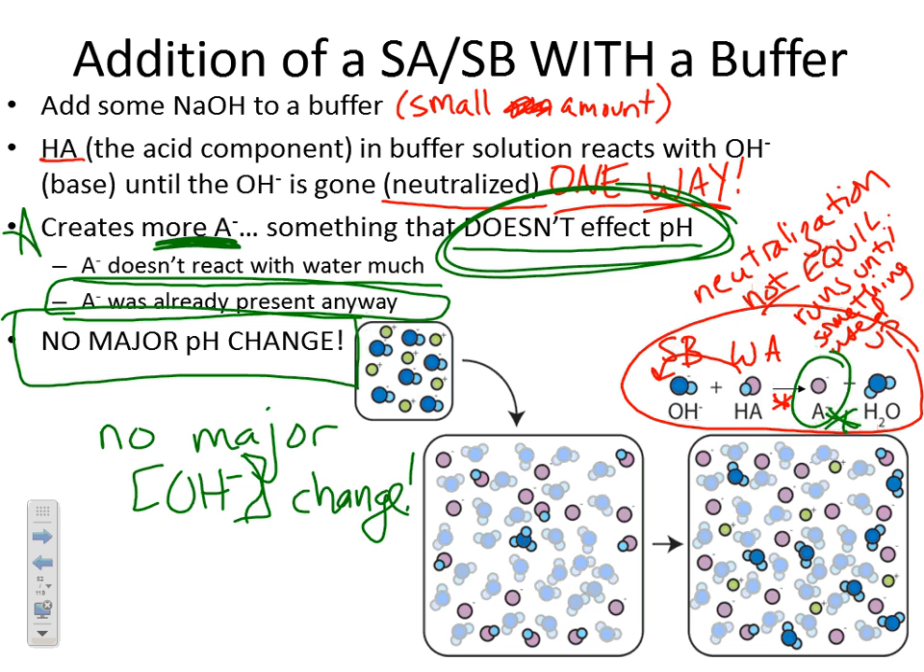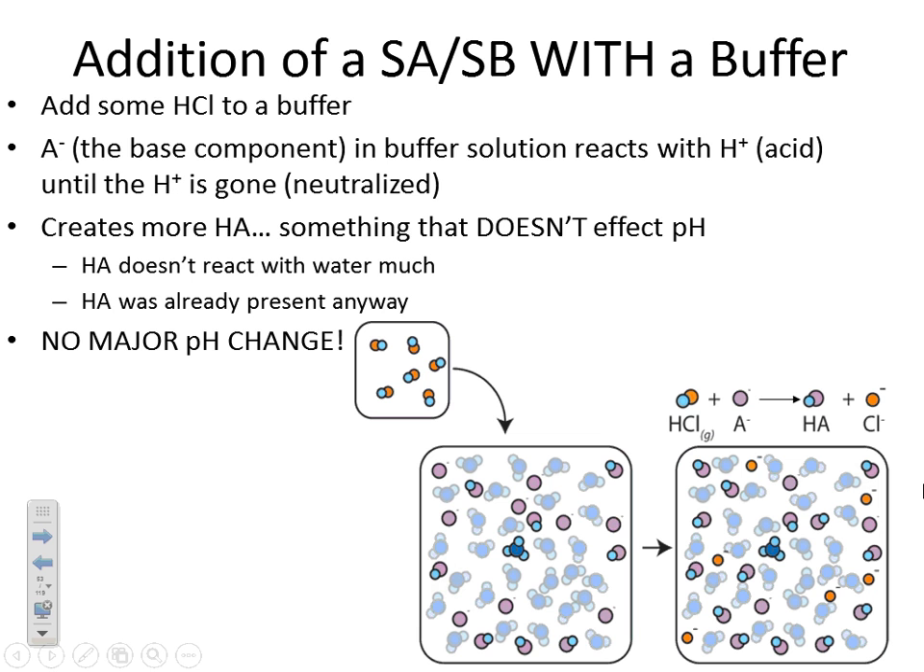Right? Our pH winds up not really changing. Yeah, we used up some of HA and we generated a little bit more A minus, but these things don't react with water. They don't have big influences on pH. And that's how a buffer works in the case of adding a strong base to a buffer. You add in the strong base, it turns it into a weak base through this neutralization reaction, which doesn't affect pH. Looking at it from the other side, looking at it by adding in some strong acid.